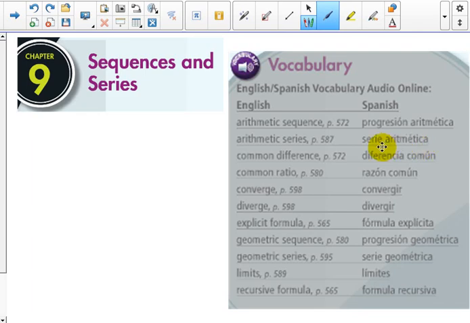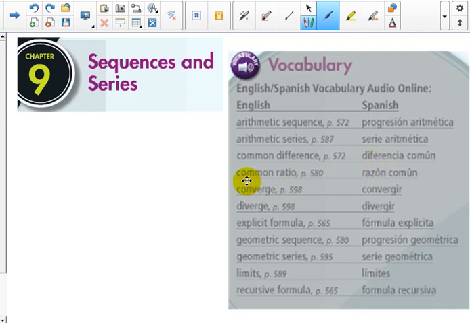Okay, is that correct? Does anybody know? Is series Siri? Syria? Celia? Seria? Okay, I'm trying. Sorry. Seria aritmética. Okay, next, common difference. And in Spanish, diferencia común. I think. Is it común? Común. Okay. Diferencia común.